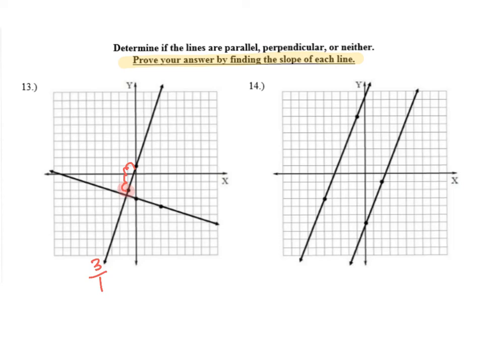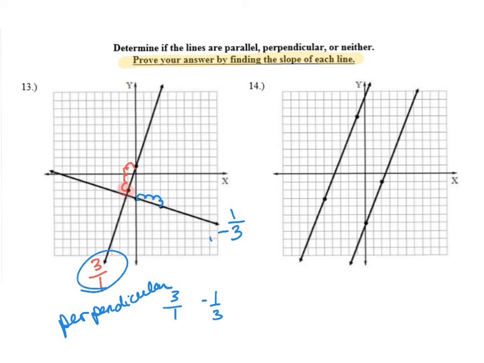Slope of the other line. The rise is 1. And the run is 1, 2, 3. But it went backwards, so it's negative 1/3. So take a look at this. I've got 3 over 1 and negative 1/3. They're opposite and inverted, so I know that these two lines are perpendicular. And I proved it by finding both slopes.